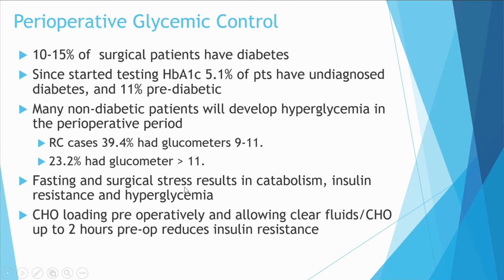Many of the non-diabetic patients develop hyperglycemia. These are the stats looking at the radical cystectomies. So 40% of them, these are non-diabetics, had moderate hyperglycemia postoperatively, and a quarter had significant hyperglycemia. And this is again because surgical stress results in altered metabolism and insulin resistance. So again, this is the importance of carbohydrate loading.